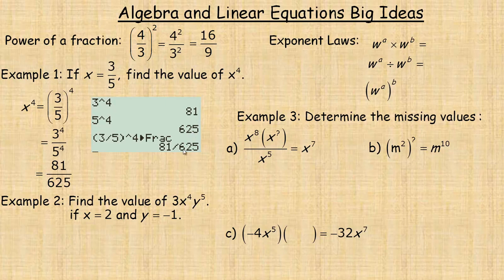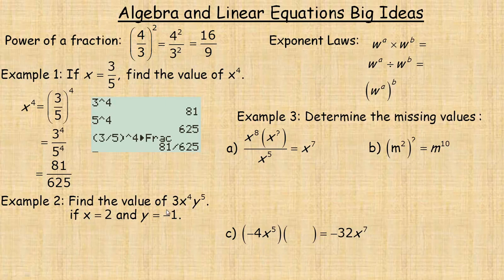I did show this line here. If you happen to have one of the Texas Instruments graphing calculators, there is a way to evaluate this in one fell swoop. If you type in 3/5 in brackets to the power of 4, which is what this is, and then tell it to put the answer in a fraction, you will get 81 over 625.